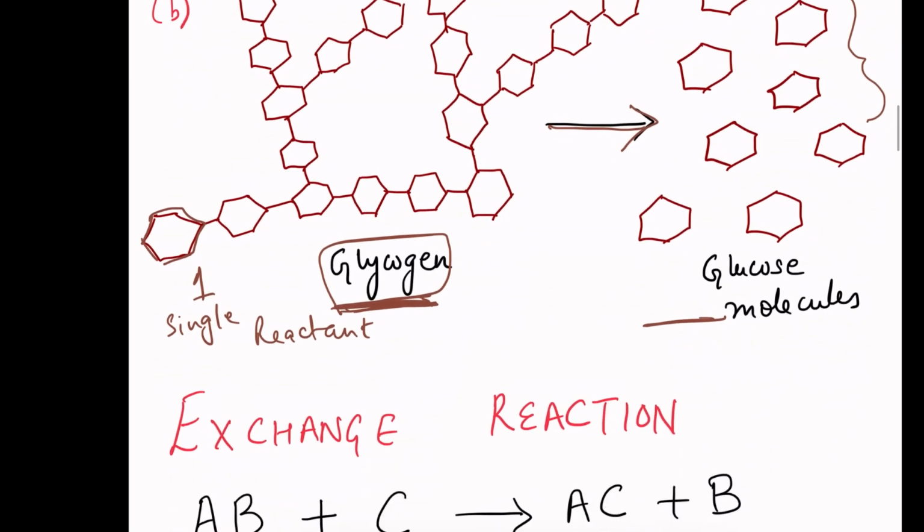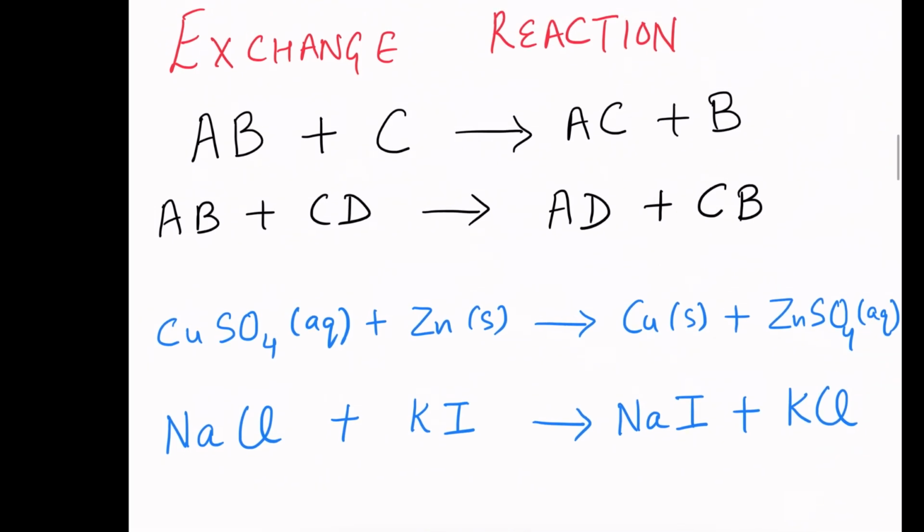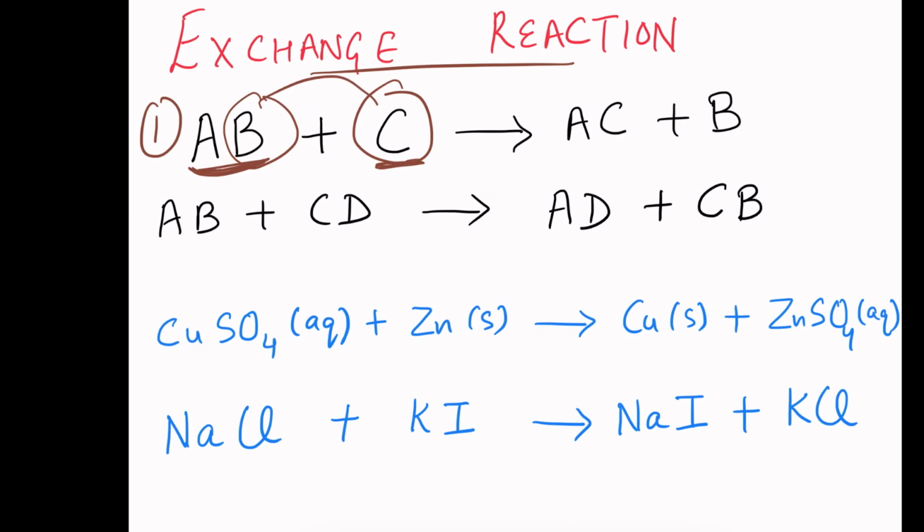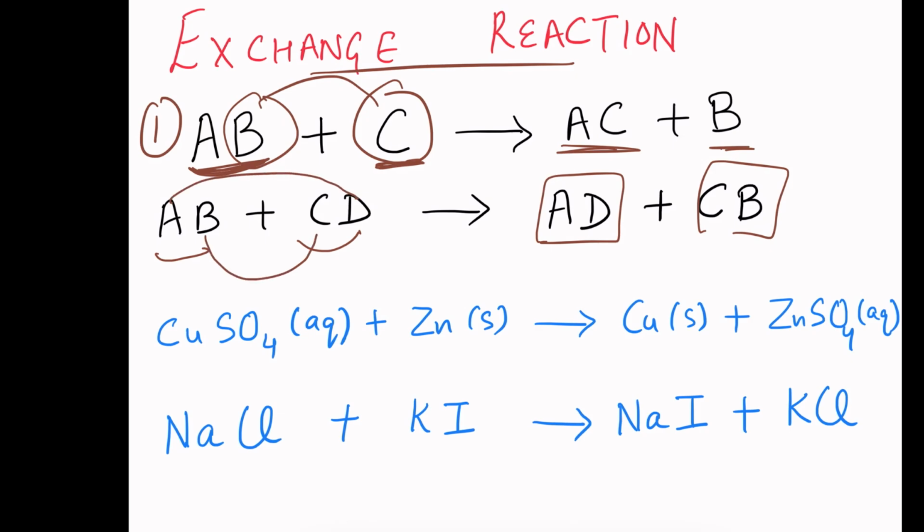Let's now understand what exchange reaction means. As the name suggests, exchange means displaces. It's an example of displacement reaction. This is the first example, which means it's a compound AB. When it reacts with an element C, it decomposes or exchanges. This B and C get exchanged and it forms AC plus B. It can also involve two different compounds which can exchange, resulting in the formation, in this case, of AD and BC. So A is combining with D and B is combining with C.